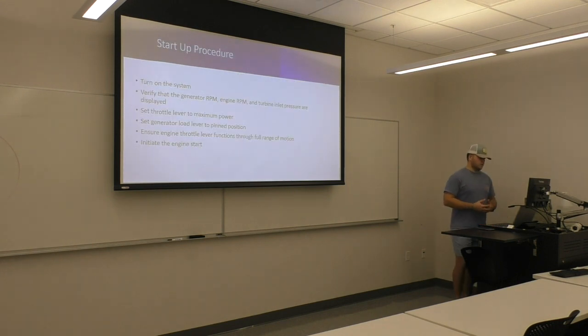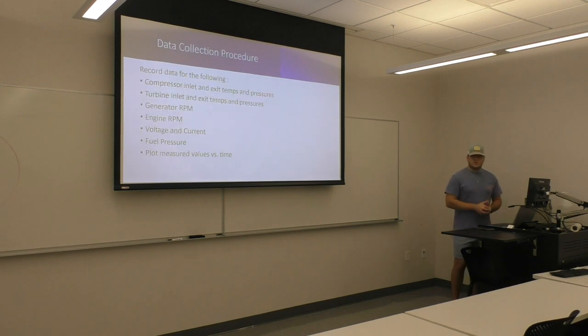So the startup procedure: you obviously want to turn on the system, verify that the generator RPM, engine RPM, and the temperature and turbine inlet pressure are displayed. You want to set your throttle to maximum power. Set the generator load lever to the pin position. Ensure the throttle lever functions through a full range of motion, and initiate the engine start. Once you do this, you start recording data.